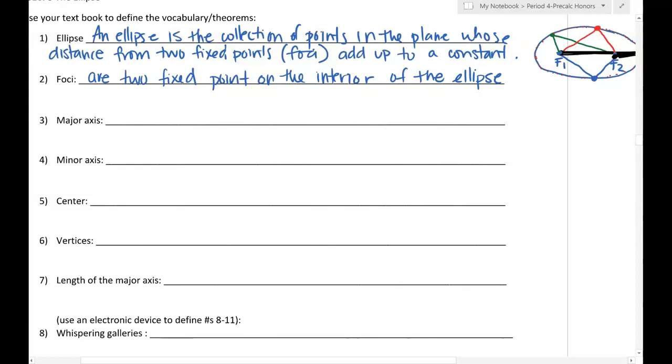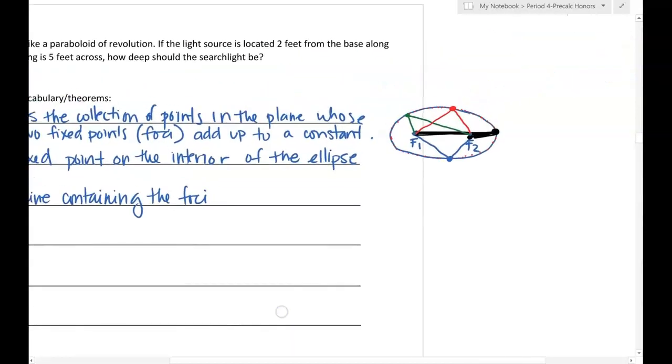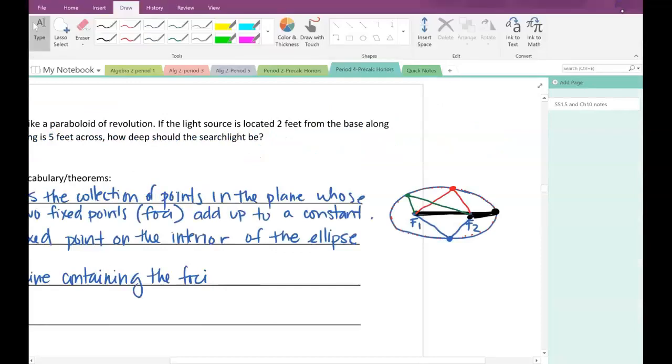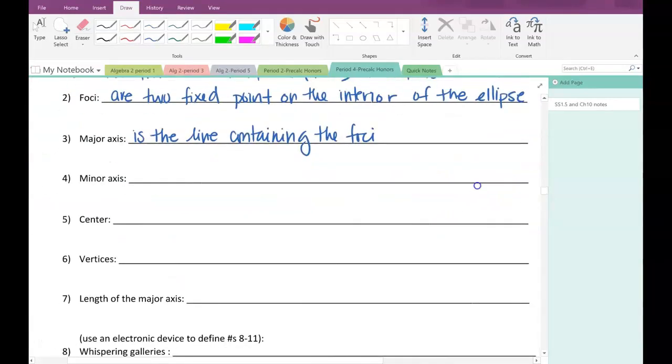All right. Major axis. Let's move on to that. Is the line containing the foci. So that's why earlier I said the focus 1 and focus 2, the two foci, should be on the same line. So this is now called the major axis, okay? All of that right there. Focus 1, focus 2, so two foci, same major axis, all right?